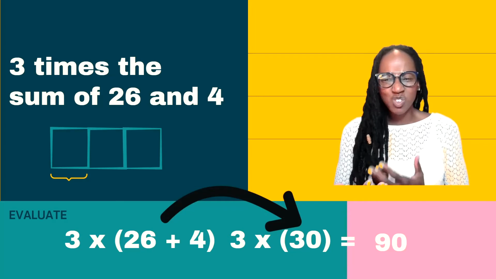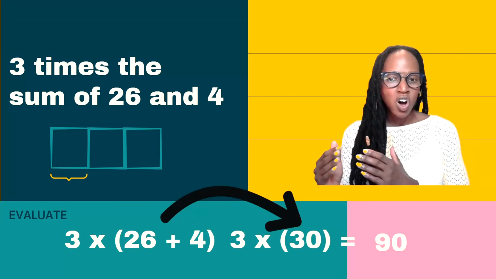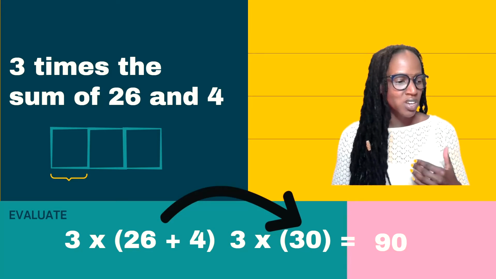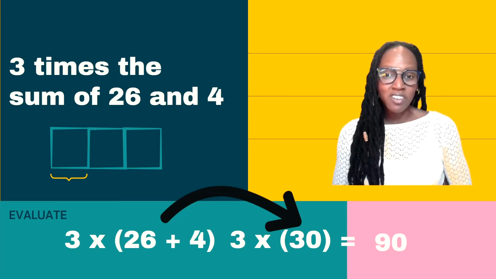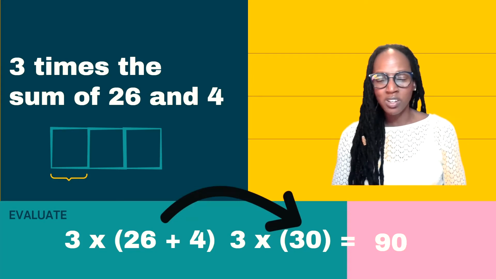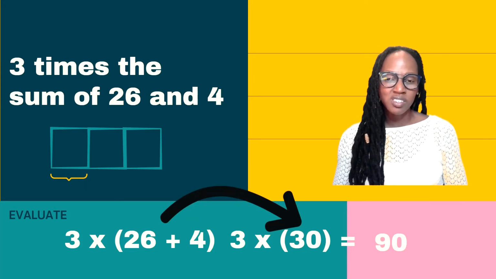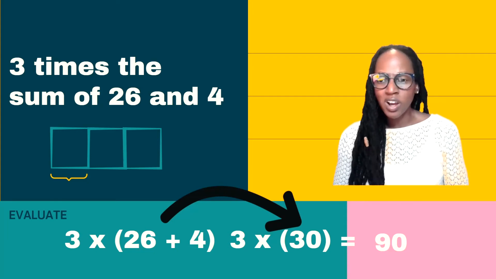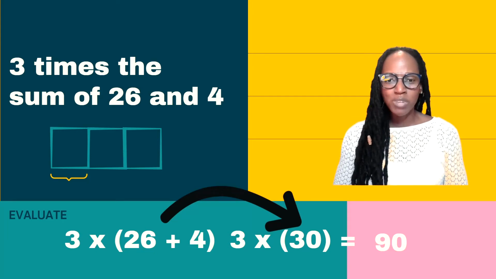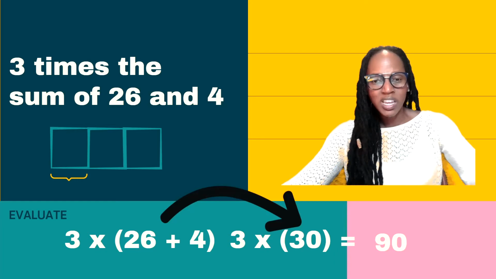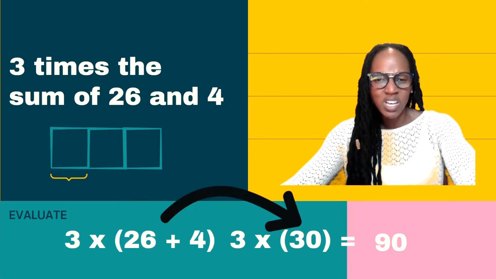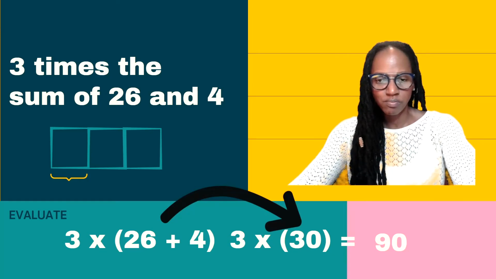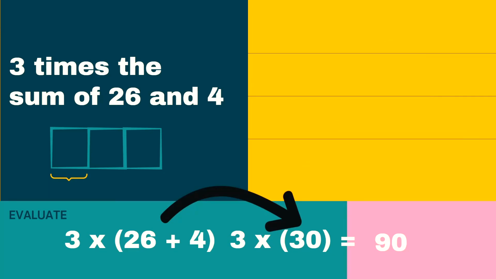Not bad, not too bad. We just built on to what we had already learned about the value of an expression if 5 was our unit or if A was our unit. And now 26 plus 4 is our unit, okay? Not much different. Now, I think we're going to need to step it up. Let's try one more example.